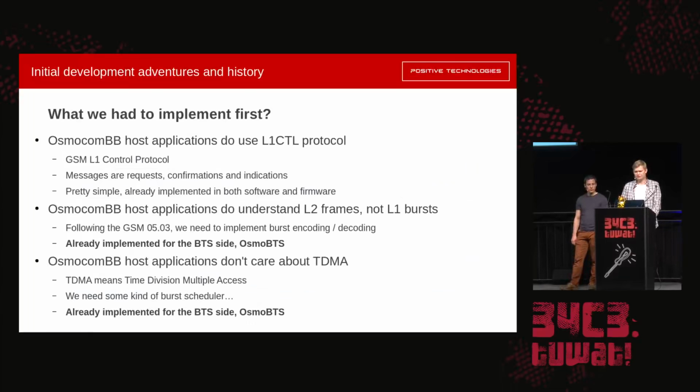After a quick look at the source code of Osmocom BB, we found that it does use the layer 1 control protocol, which is a custom but pretty simple protocol. Good news is that this protocol is already implemented in software of higher levels and in firmware too. The problem is that Osmocom BB host applications do understand layer 2 frames, but not layer 1 bursts. So you need to implement some kind of burst encoding.